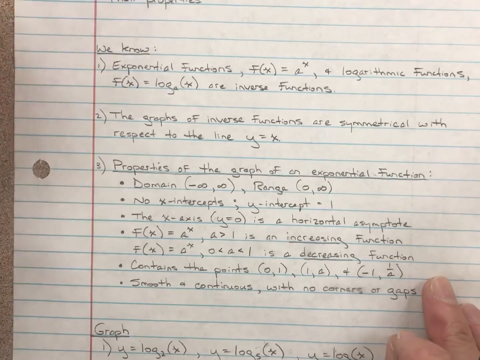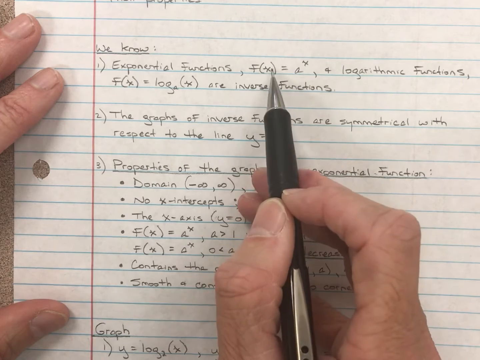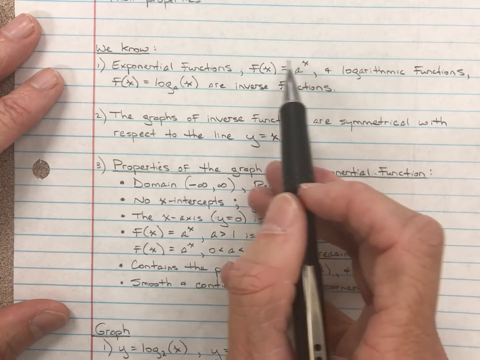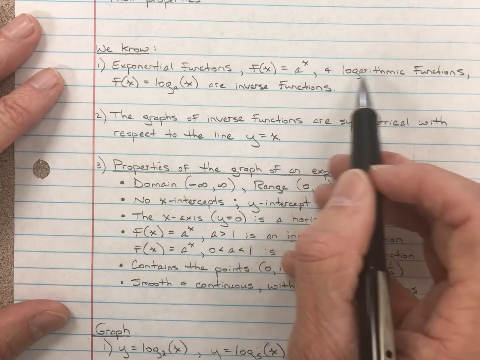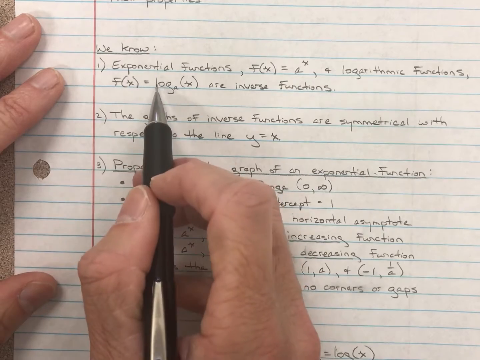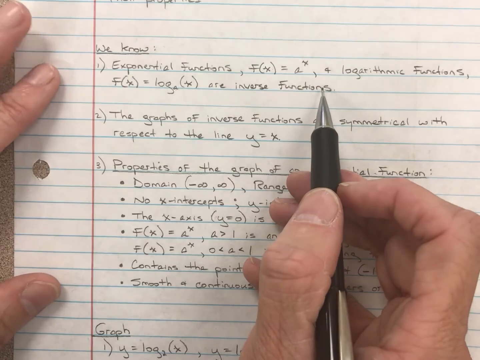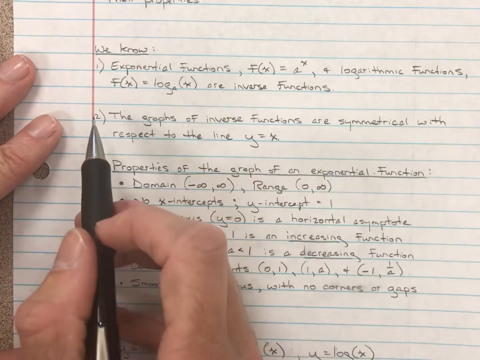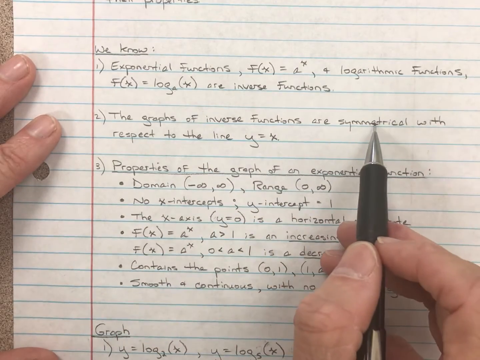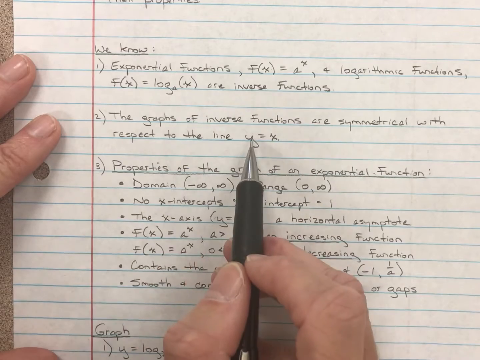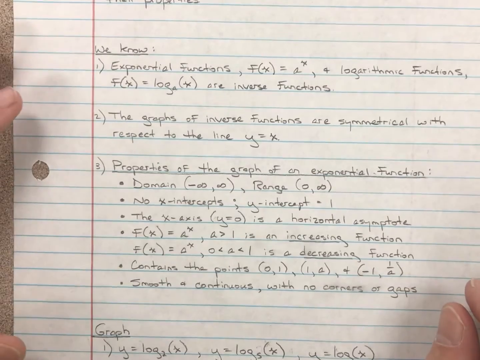Okay, what do we know here? We know the exponential functions, which are written f of x equals a to the x. Again, the exponent is the variable in an exponential function. And the logarithmic functions, f of x equals log base a of x, are inverse functions. They undo one another. The second thing we know, the graphs of inverse functions are symmetrical with respect to the line y equals x. And we're going to look at that at the end of this video lecture.